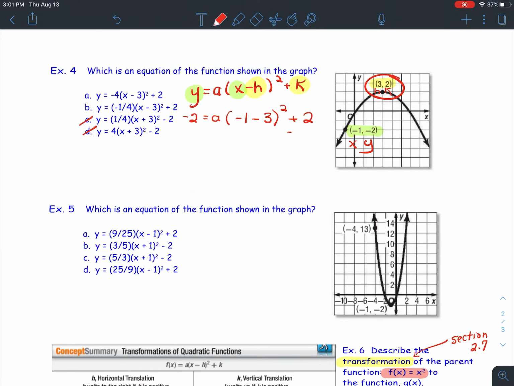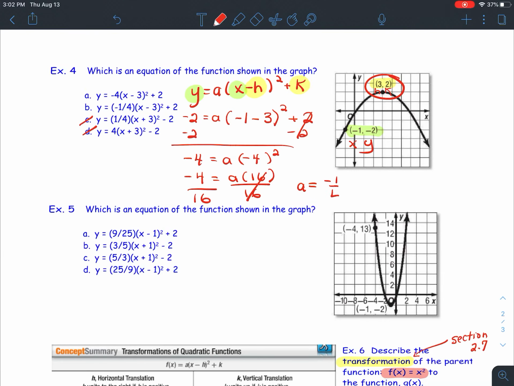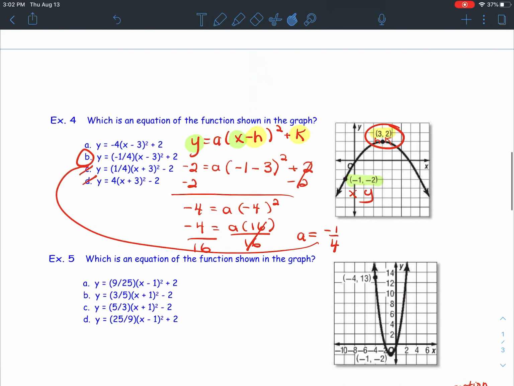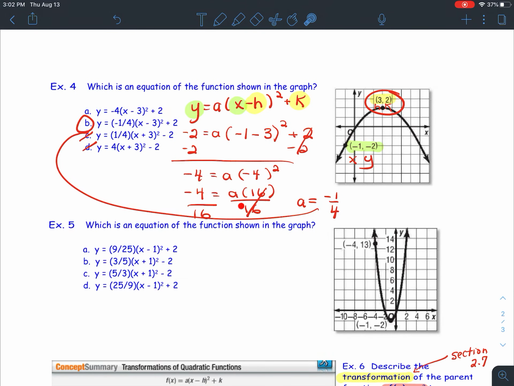So let's try this. Negative 2 is the y. Negative 1 goes in for the x. I'm going to plug a minus 3 in for the h, that's squared, plus a 2. Okay, so I'm going to bring this 2 over here to this side. That gives me a negative 4 equals a times, looks like I'm squaring a negative 4, which would be a 16. And then I'm going to divide both sides by 16, and that fraction reduces to negative 1/4. So that tells me my answer should be B. Okay, this right here is the work that I need to see to support the answer that you are circling.